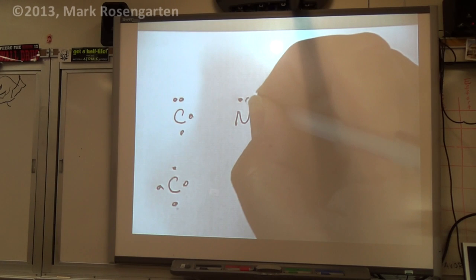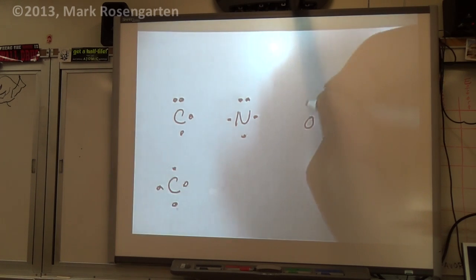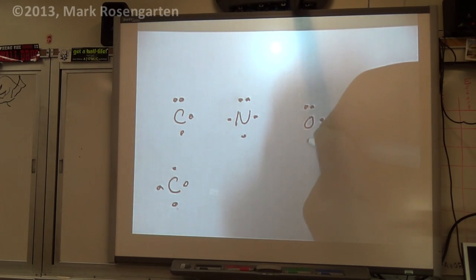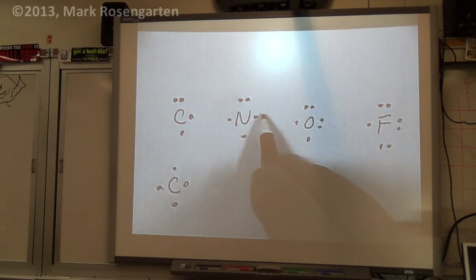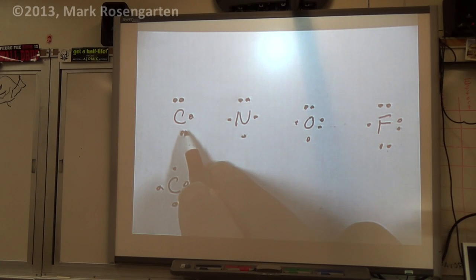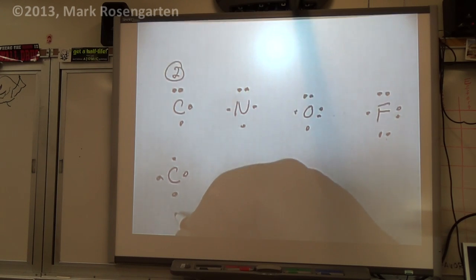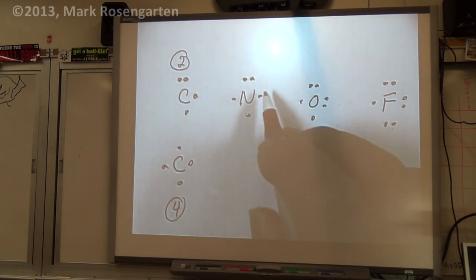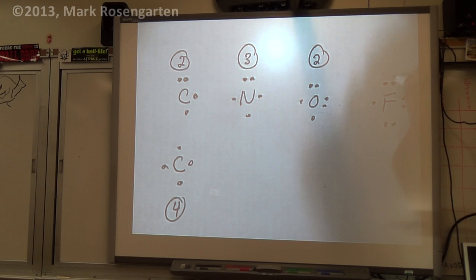Nitrogen has 5 valence electrons, S up, down, P up, up, and up. Oxygen has 6, S up, down, P up, down, up, up. And fluorine has 7 valence electrons. Now the number of bonds that an atom can form is determined by how many unpaired valence electrons there are. For example, in this form, carbon can form 2 covalent bonds. How many can carbon form here? 4, right. Nitrogen can form how many covalent bonds? 3. And oxygen can form 2, and fluorine can form 1.